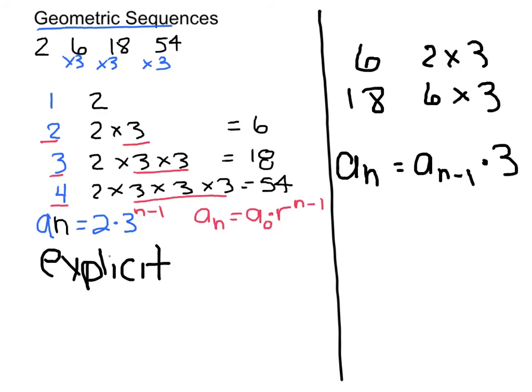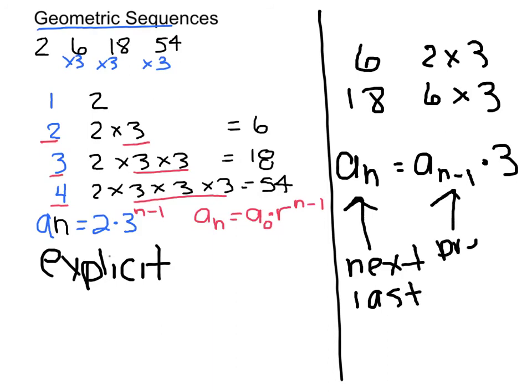If just every time you see this, you think either the next or the last, depending on the question, and every time you see the n minus 1, you think, well, that's just saying previous. That will go a long ways to helping you straighten out what these formulas mean.